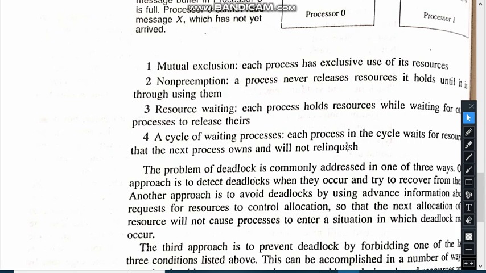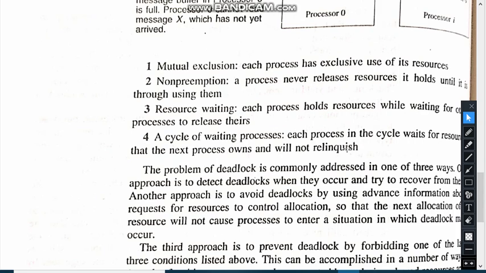Now let's come to what we mean by non-preemption. Here a resource cannot be preempted from a process by force. If a resource is already held by some other process, it cannot be taken forcefully. A process can only release a resource either when it completes its task or if the process wishes to release it.